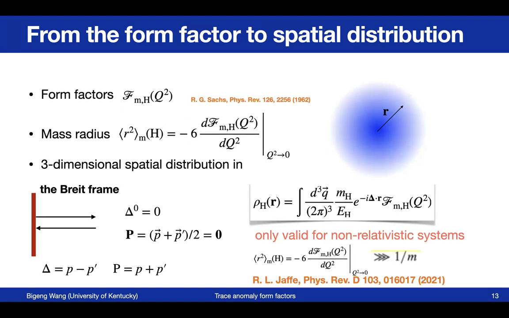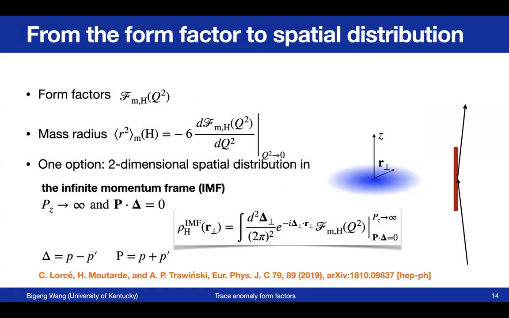However, it has been pointed out that such a definition of the spatial distribution is only valid for non-relativistic systems. If the size that you obtain from the form factor derivative is not much larger than the Compton wavelength of the particle we're interested in, then such a definition of the spatial distribution is not quite valid. But we are going to look at the pion in our case, as well as the nucleon.